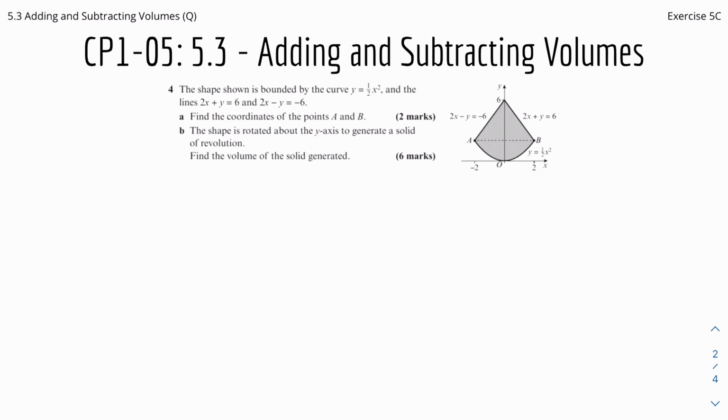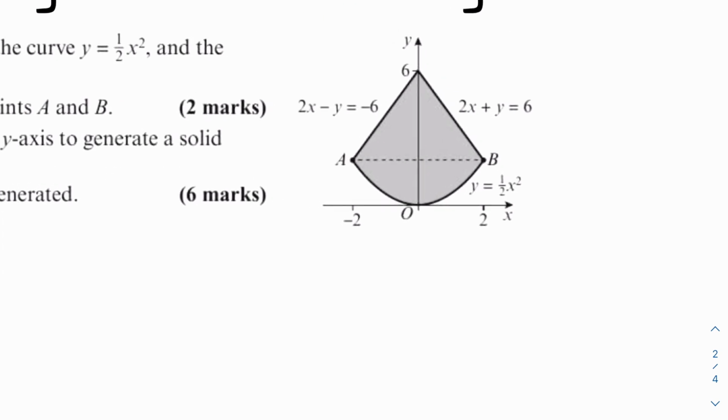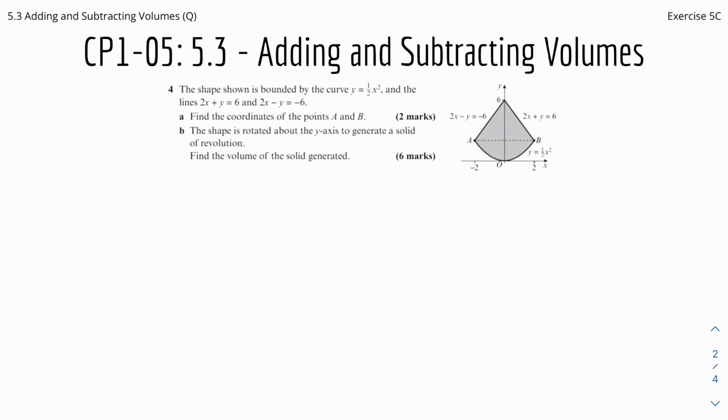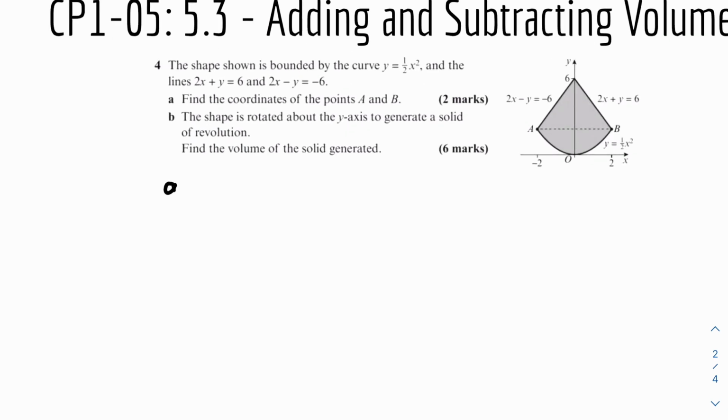So we know these two are the coordinates of A and B, and we can see that the coordinates of A lies on the line 2x minus y equals minus 6, and we know that the x value is minus 2, and the x value for B is 2. So we can just plug it into this equation to find the corresponding y value, right? We can rearrange this equation to get y equals 2x plus 6, right?